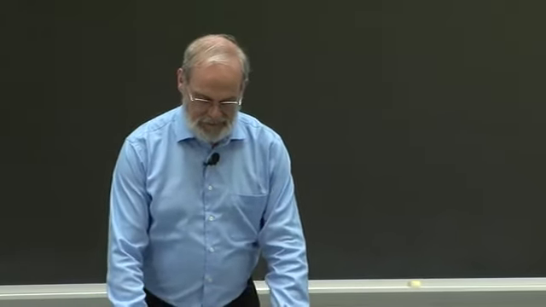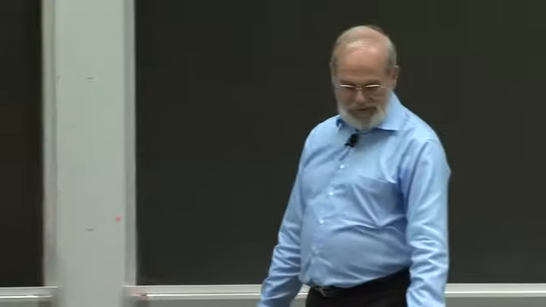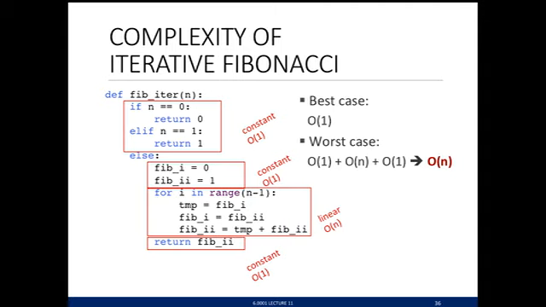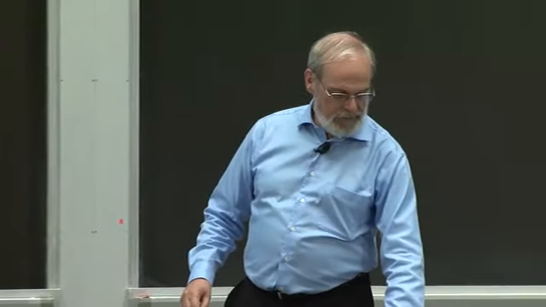What I want to look at is the complexity. So that's constant. That's constant. That's linear, because the work inside the loop is constant, but I'm doing it n times. Sorry, I should say the bottom thing is constant. The overall algorithm, the worst case, is just order n. Great. What about the recursive version?